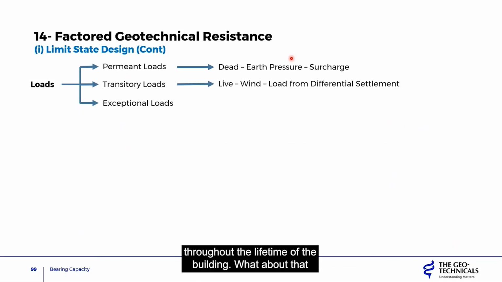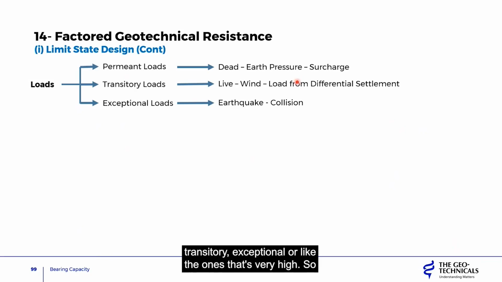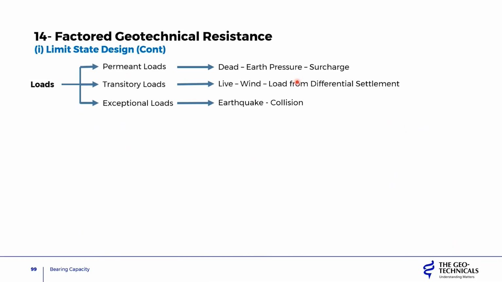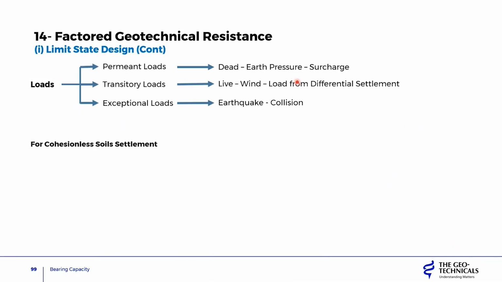What about the transitory? First of all, you will think about the live load and wind load. It's not always there. People are not always in the buildings. And load from differential settlement; differential settlement does not happen always. It's one time or two times, so that's like transitory. Exceptional loads are the ones that are very high, like earthquake or collision if you are designing something else, or now hurricanes, unfortunately in the US.